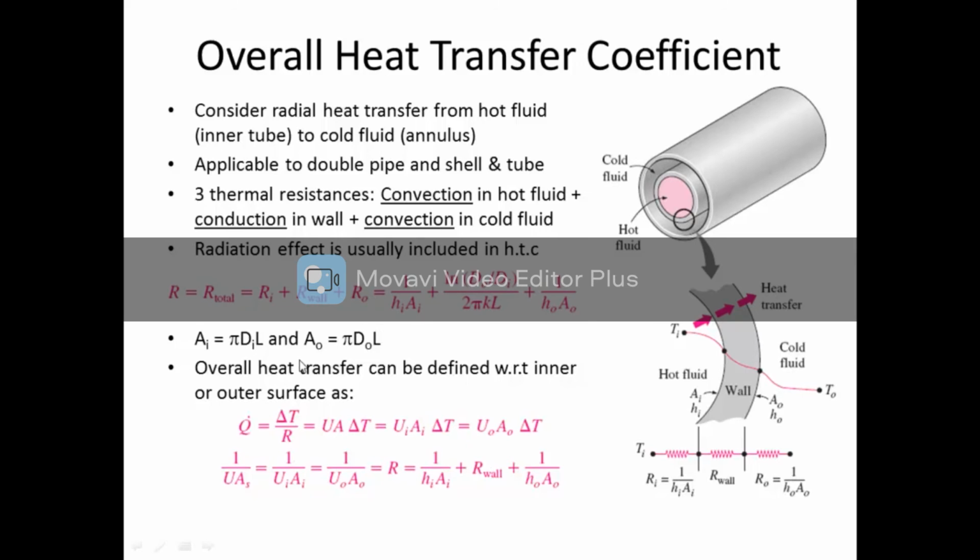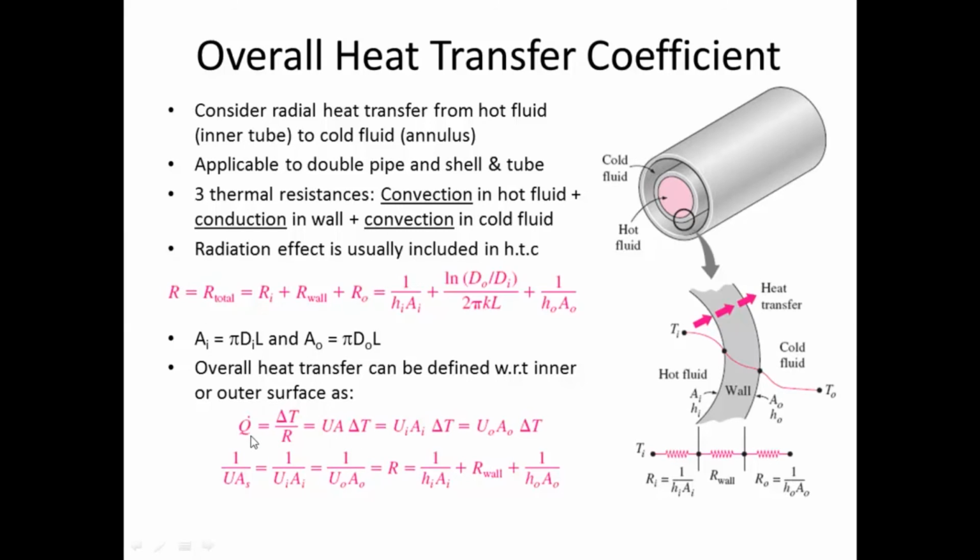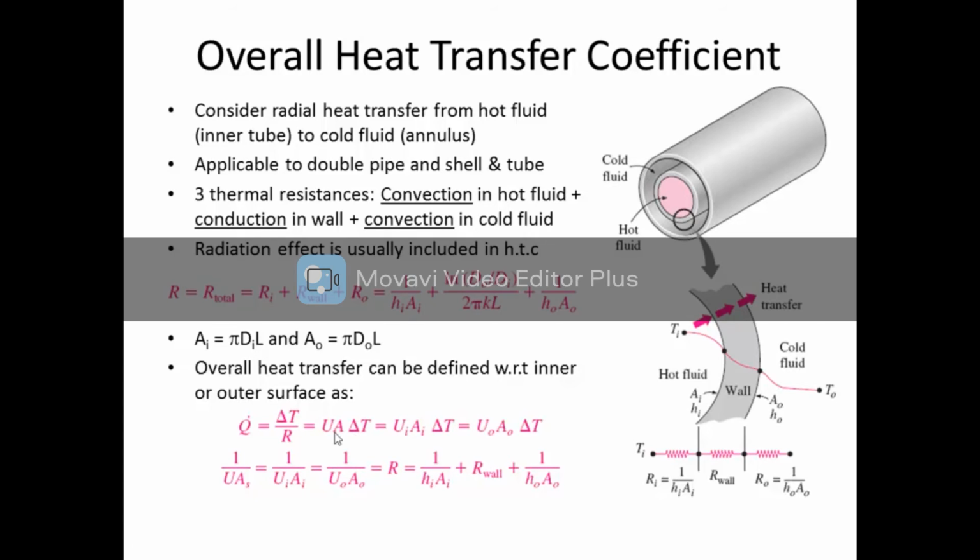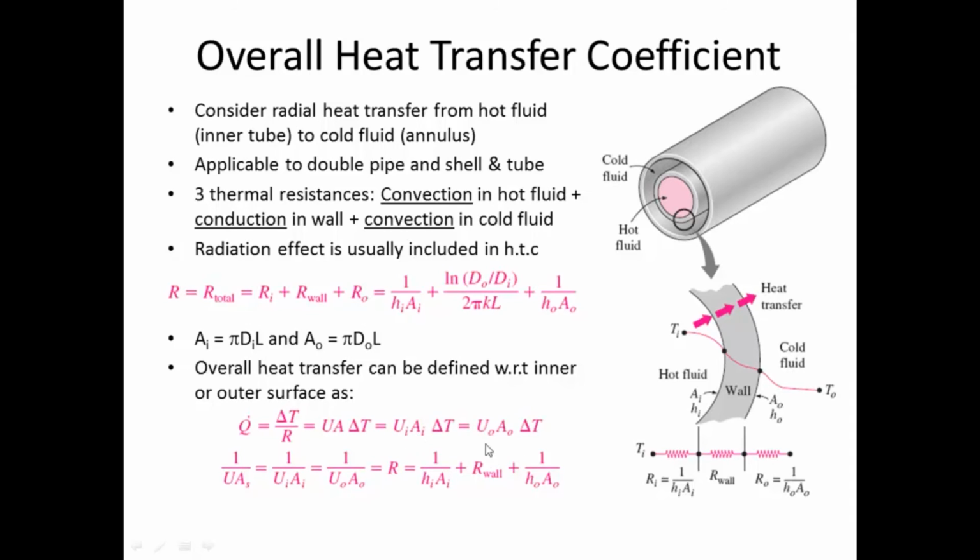Now we will define the overall heat transfer coefficient, which will be analogous to Newton's law of cooling. So we can express the heat transfer rate as the product of the overall heat transfer coefficient U, the surface area A, and the same temperature difference delta T. So which area has to be used? We can either use the inner area or the outer one. So we will have an overall heat transfer coefficient with respect to the inner surface area or with respect to the outer surface area.